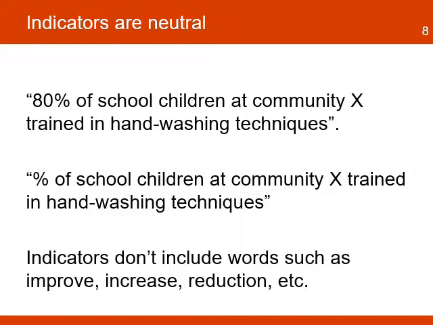When selecting and writing indicators, it is important not to confuse objectives with indicators. For example, "80% of school children at community X trained in hand washing techniques." The 80% shows an objective and not an indicator. The correct way to write an indicator is "percentage of school children at community X trained in hand washing techniques." To measure progress, the monitoring plan will include the desired target, in this case to train 80% of school children.